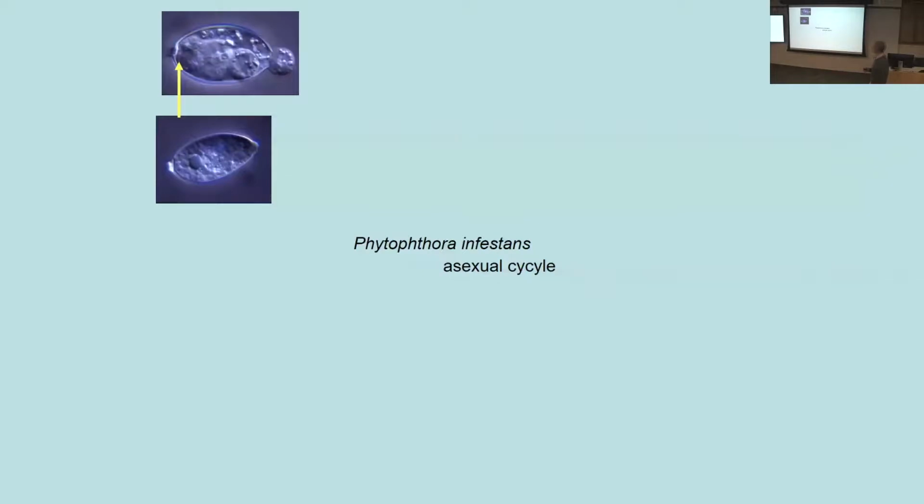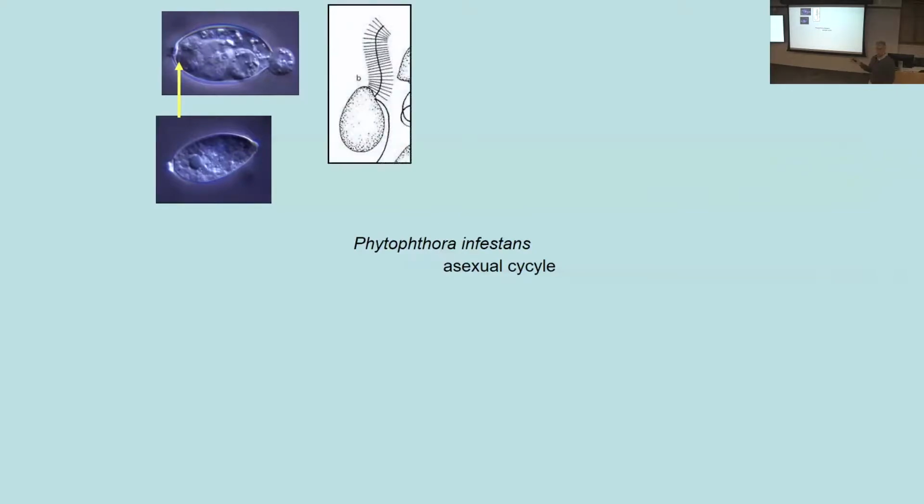So first I want to start off by describing the asexual cycle of Phytophthora infestans, and again, many of you know this already. This is a sporangium. If placed under cool conditions and in the presence of water, zoospores can be produced from this sporangium. Here's a schematic of one. It's hard to get a picture of a swimming zoospore because they're swimming.